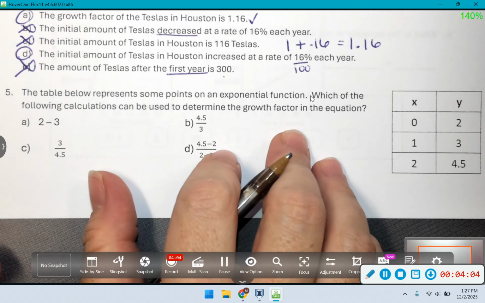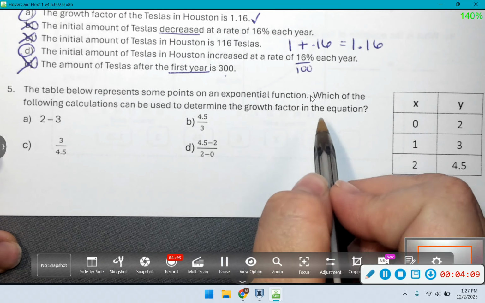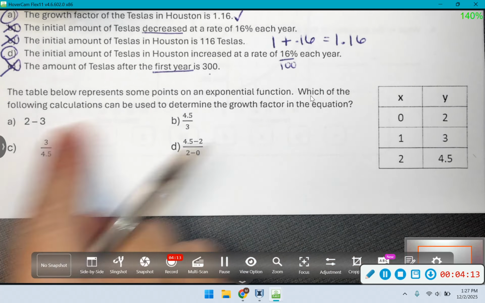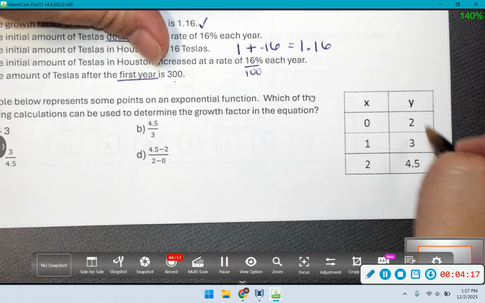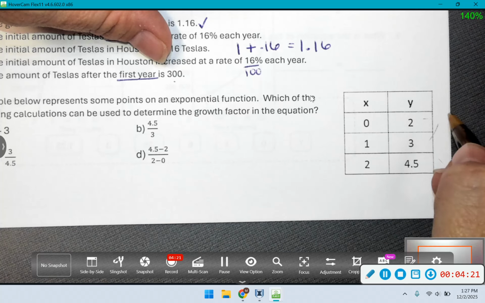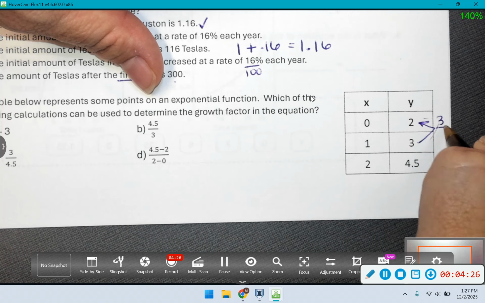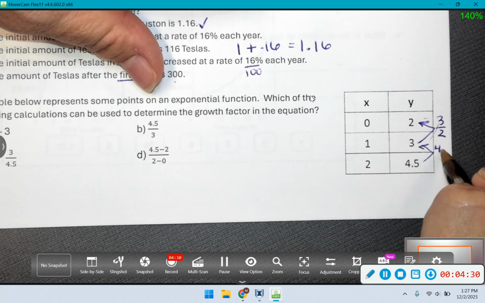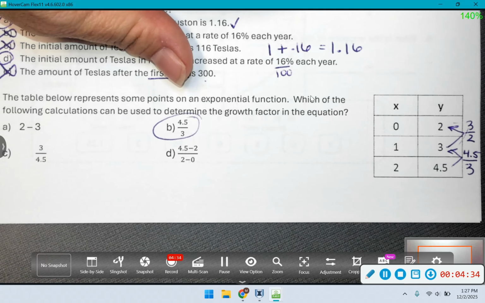Okay, look at number 5. It says the table below represents some points on an exponential function, which is the following. So this is just looking for my factor. What's my growth factor? So think back to when we learned this. Well, factor means multiply. So we're wanting to know what multiplies to give me that. But to find it, remember you have to go backwards and do the opposite. So the opposite of multiplying is dividing. So we do bottom divided by top, which that's not an option. So we can try this one. 4.5 divided by 3, which is an option. So B is my answer.